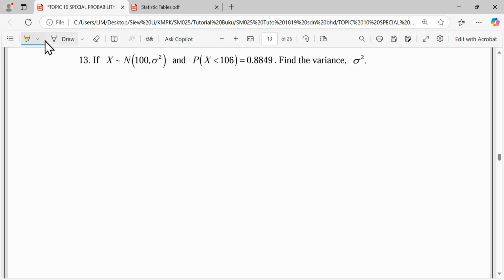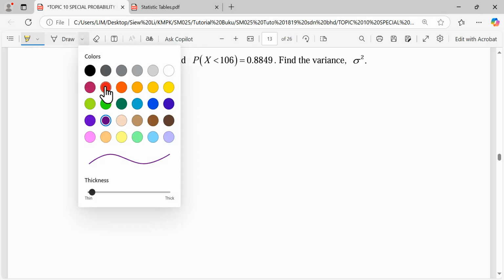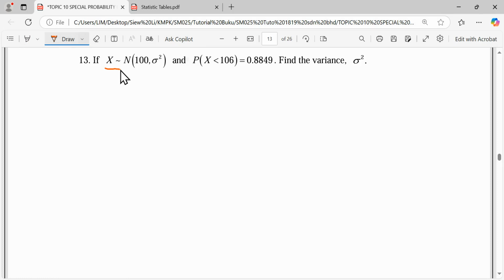Hi everyone. For this question, it is given that the random variable X is normally distributed with mean 100 and variance sigma squared. The probability that X is less than 106 is equal to 0.8849. We need to find out what the variance is.